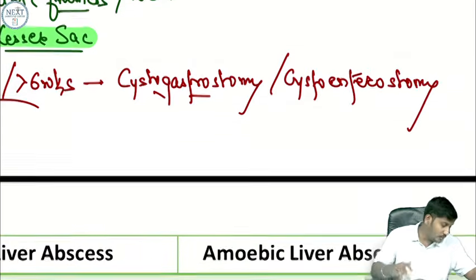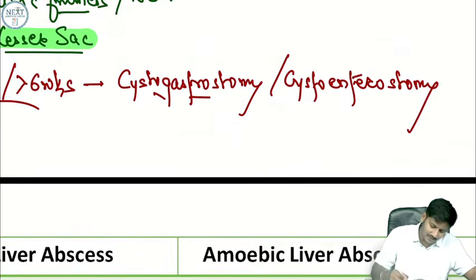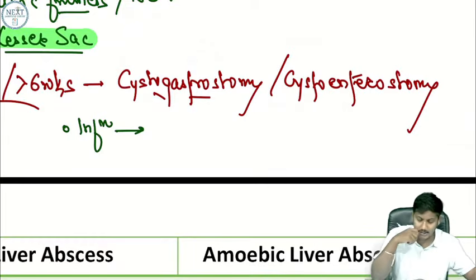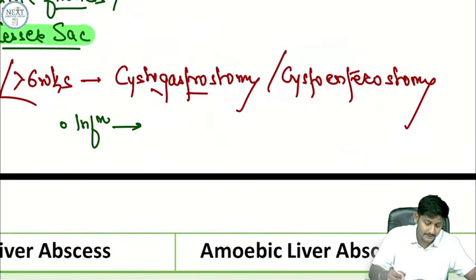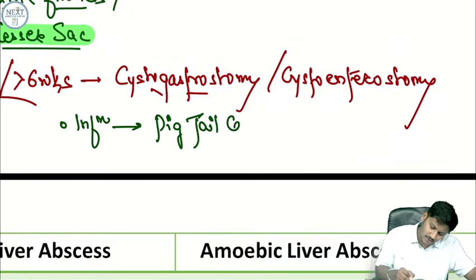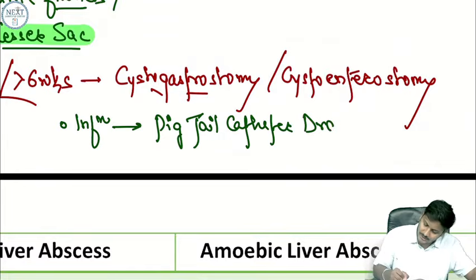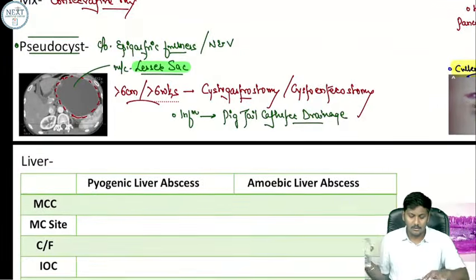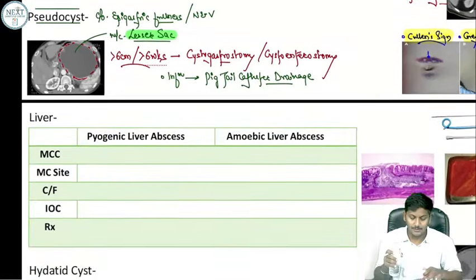But whenever the cyst is infected, in cases of infection we don't tend to drain it internally, otherwise the infection will spread. That is why in case of infection we drain it externally, and we know external drainage is always done with the help of a pigtail catheter. So under ultrasound or CT guidance, you can drain the cyst with the help of a pigtail catheter. Pigtail catheter drainage can be done. Hopefully that's clear to all of you now. So these are the important points.